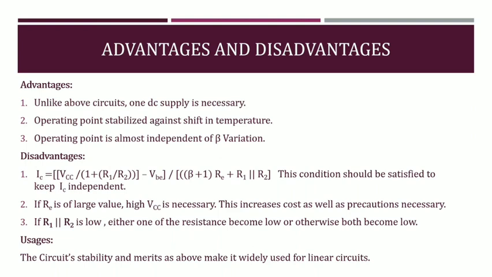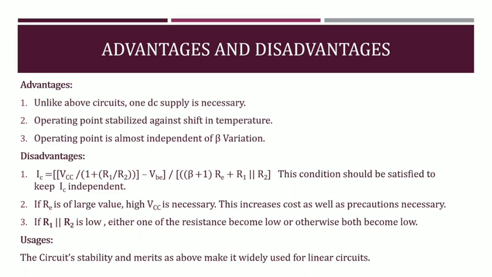When we talk about disadvantages, IC = (VCC / (1 + R1/R2) - VBE) / ((beta + 1) RE + R1 parallel R2), which is the final condition of this circuit. This condition should be satisfied to keep IC independent. If RE is of large value, VCC value should be high. It is necessary. Then only we can reduce the cost. Otherwise, it will increase the cost as well as the precautions.